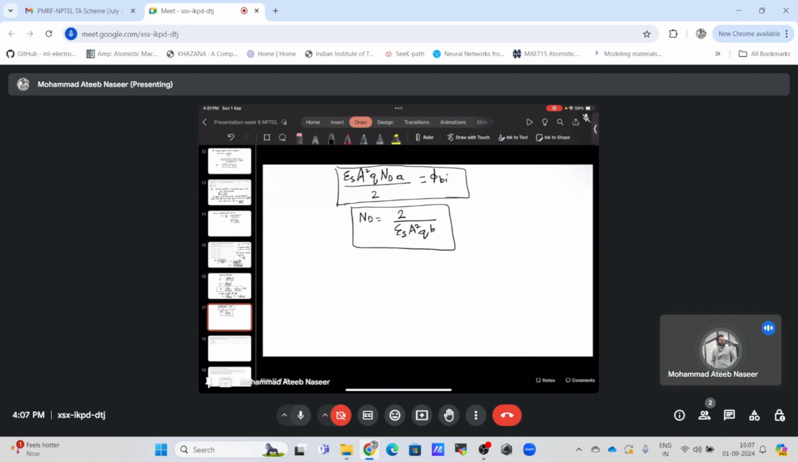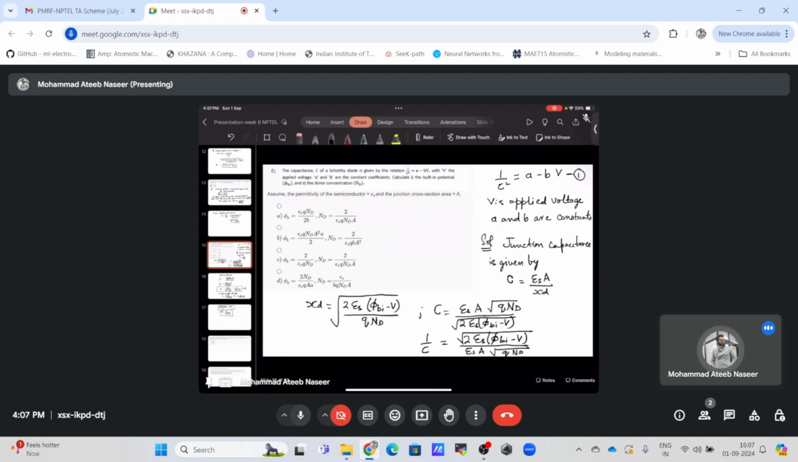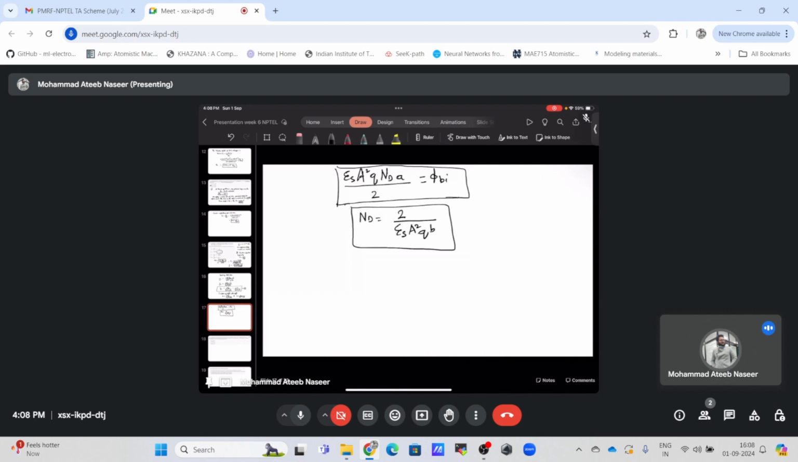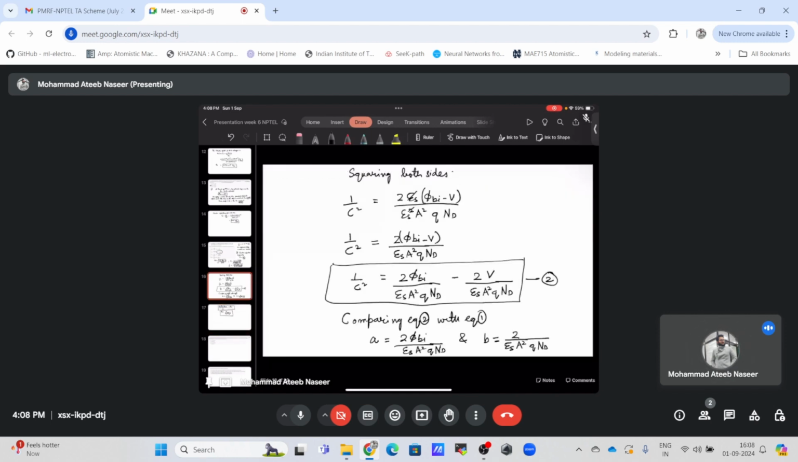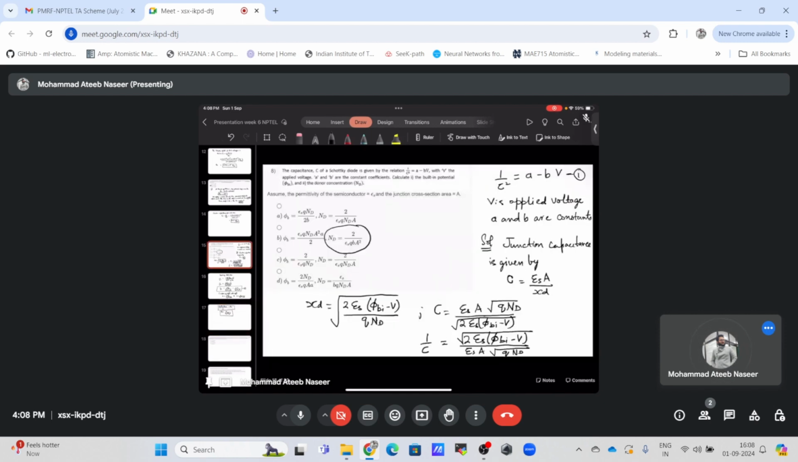So let's check the options. 2 by epsilon s q times a square. This option seems to be matching, and the other is epsilon s a square q and dA. Epsilon s a square q and dA. And this option is also matching. So we will go with option B.